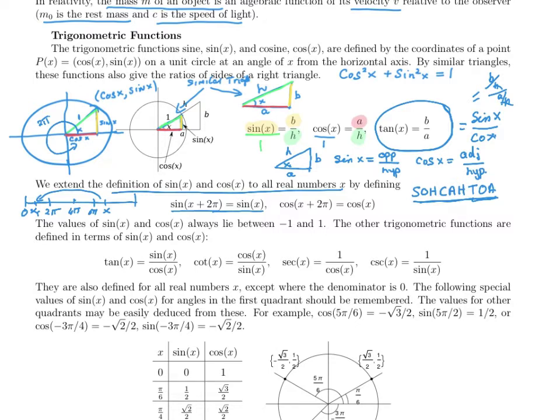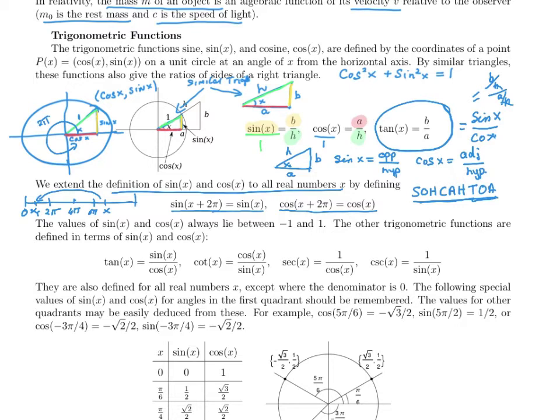And the same with cosine. We define cosine of x equal to cosine of x plus 2 pi, and then we can always compare it to something in the interval from 0 to 2 pi. So these functions repeat on every interval from 0 to 2 pi.